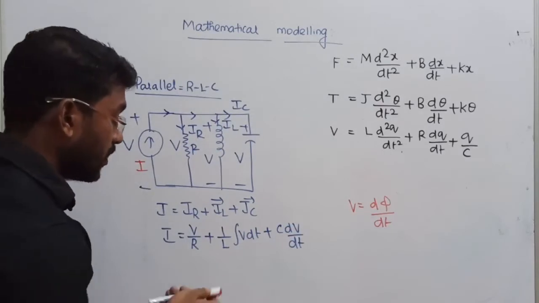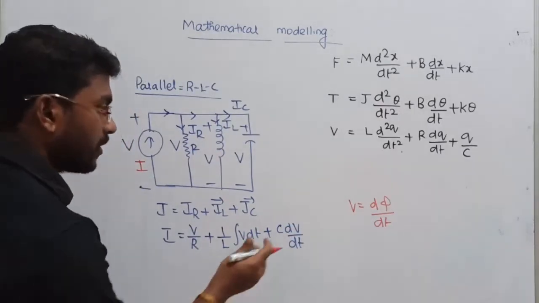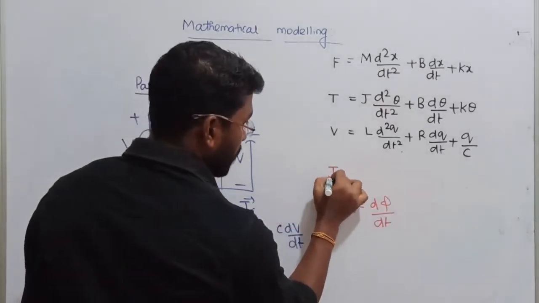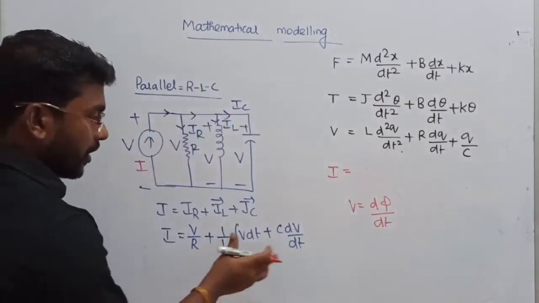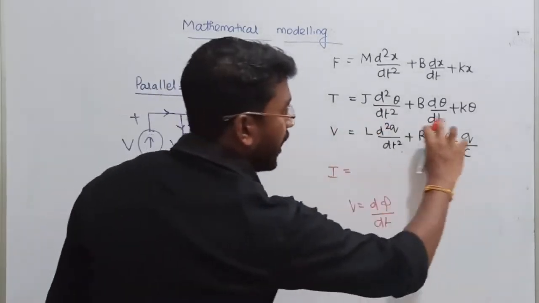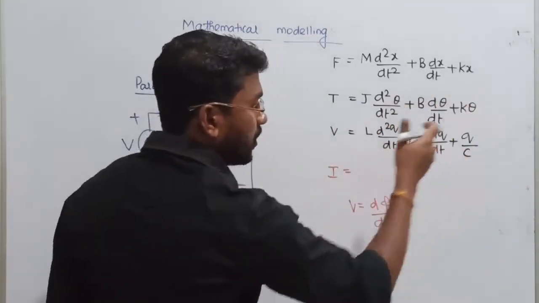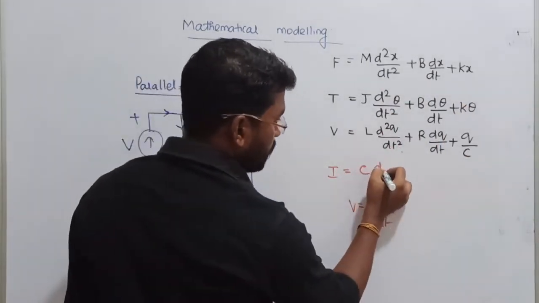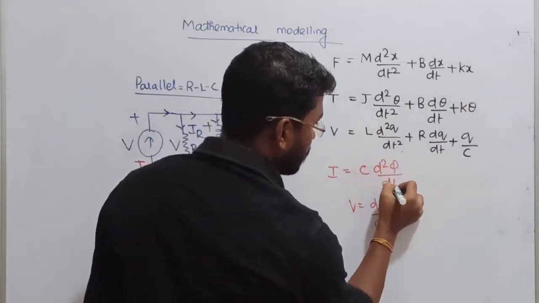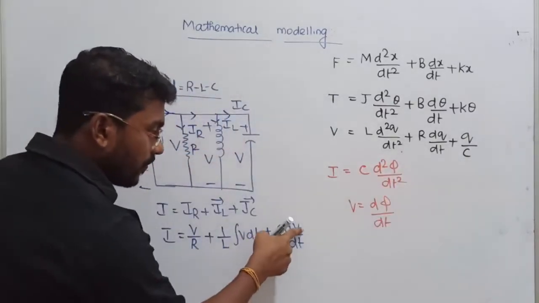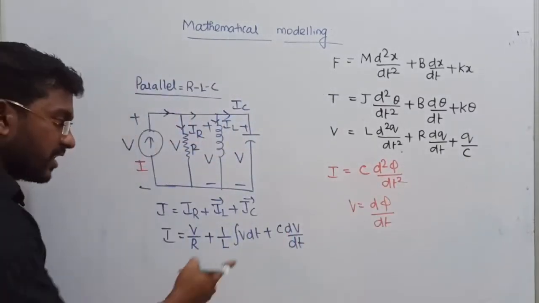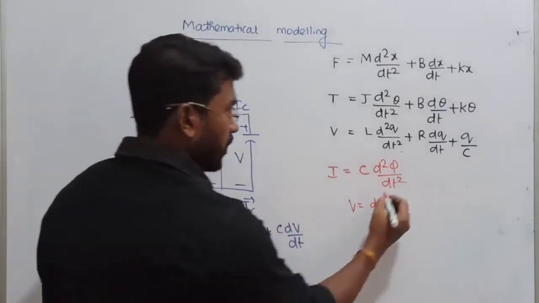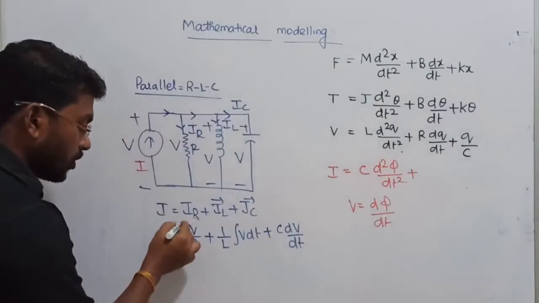I said just replace V by d phi by dt, right? I said V is equal to d phi by dt. Finally, the current equation I can be written as follows. First I will take this term because I would like to arrange in second order first, and then zeroth order. The second order term becomes C into d square phi by dt square. How? V will be replaced by d phi by dt, such that it becomes d by dt of d phi by dt, which is d square phi by dt square, plus, and then we have to consider the first order term.